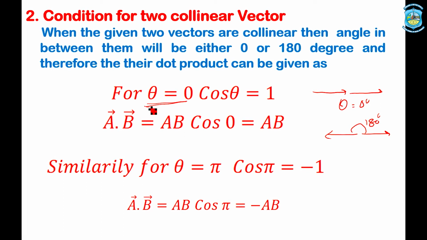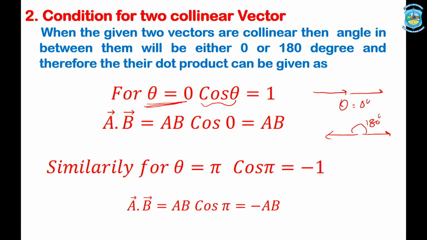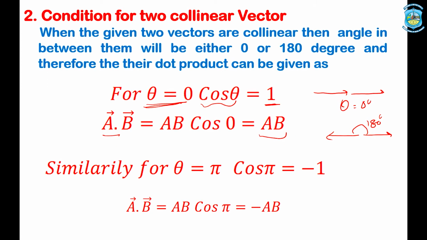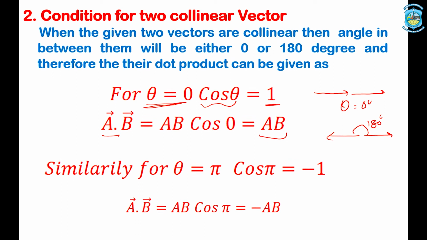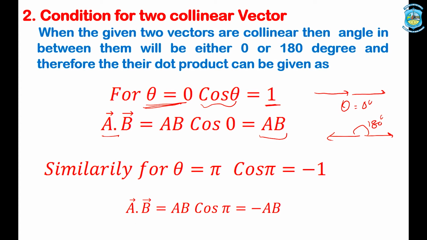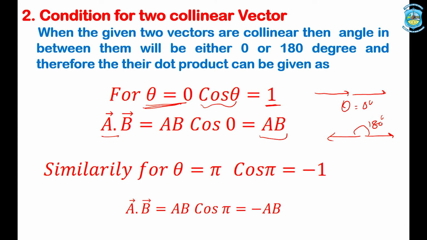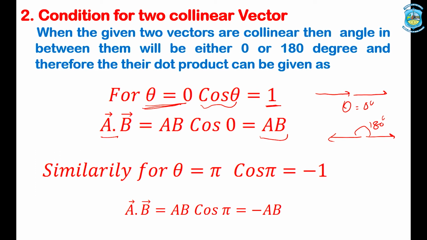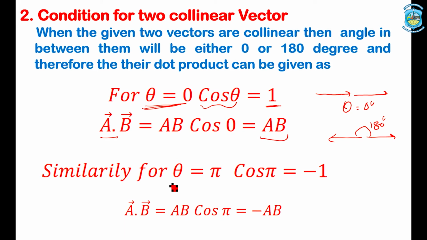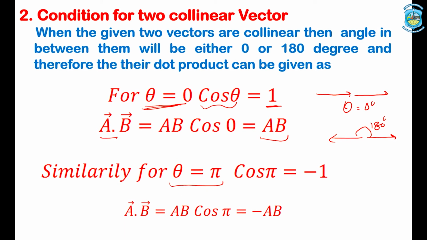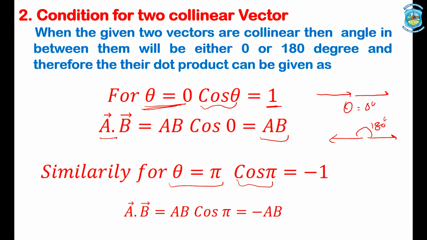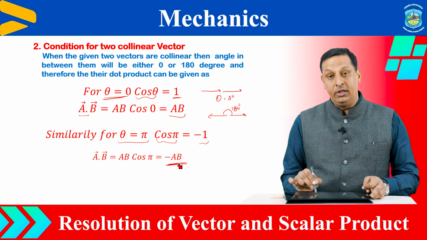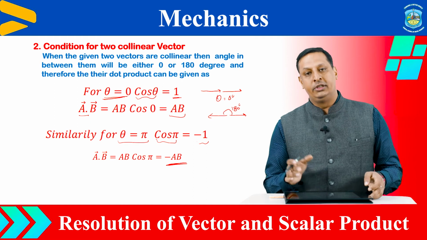For theta equal to 0 degrees, as cos 0 equals 1, therefore a dot b is equal to a into b. It means that if we have two vectors acting along the same direction, then their dot product is simply equal to the product of their magnitudes. In the other case, when theta is 180 degrees or pi, then cos 180 degrees, which we know is equal to -1, and therefore their dot product will be equal to the negative of the product of their magnitudes.